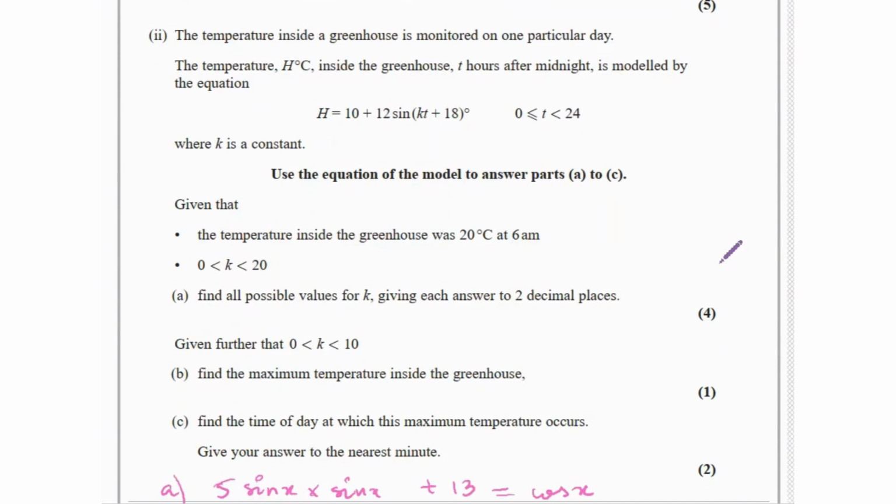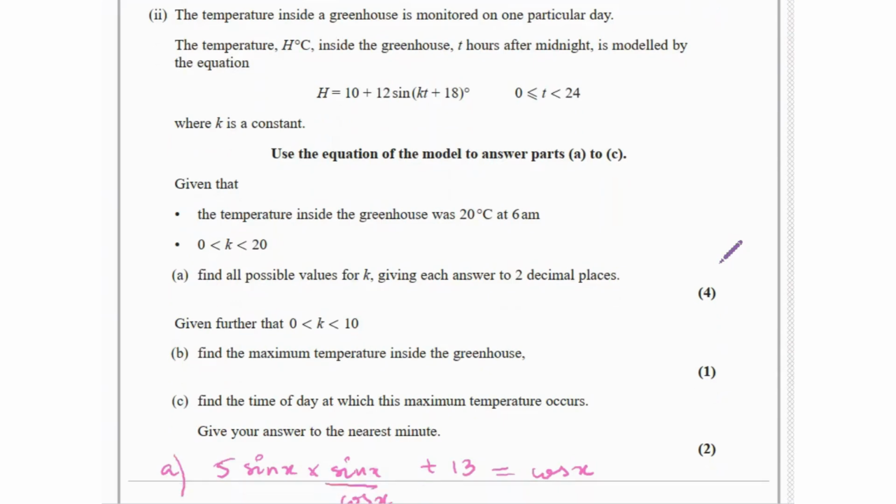Given that the temperature inside the greenhouse was 20 degrees Celsius at 6 a.m., and K is between 0 and 20, find all possible values of K, giving each answer correct to 2 decimal places. So we have the value of H and T. We're going to put that in the given equation to find the value of K.